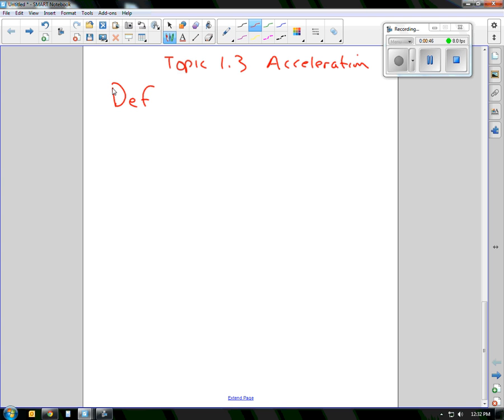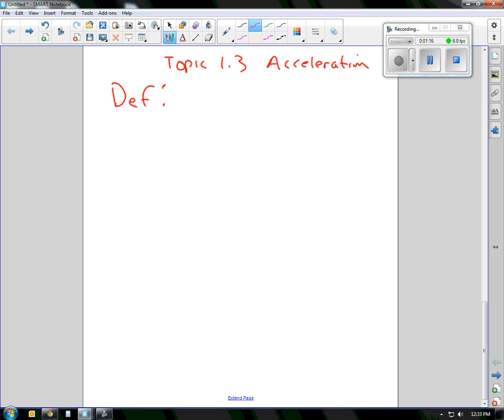Okay, so your definition for acceleration. Now I've got a feeling if I asked you what is acceleration, just about everybody in this class would say speeding up. And that's basically what it is. But the one thing we kind of forget is that acceleration in physics also includes slowing down. We actually call that deceleration, but in physics it's all acceleration.